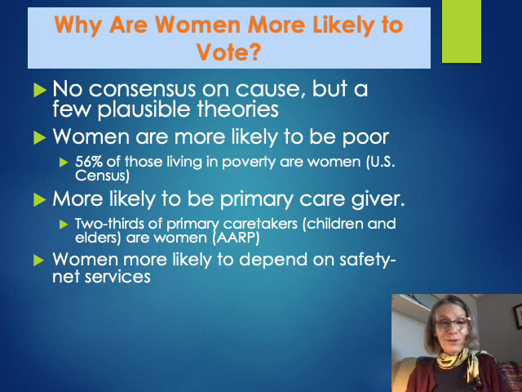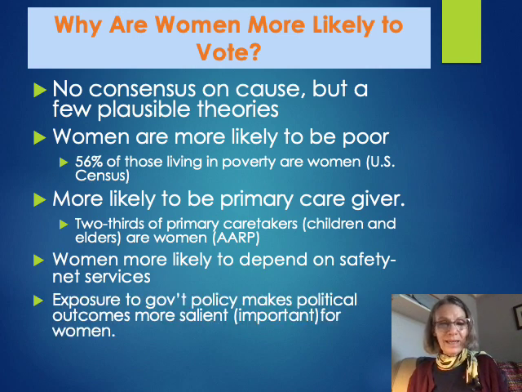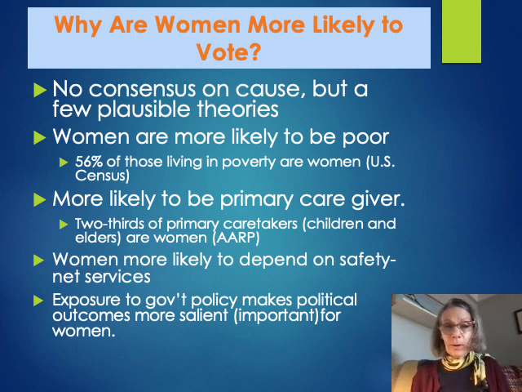So since women are more likely to either be dependent on social safety net policies, or be aware that those social net policies do not exist, that exposure to government policy or the absence of policy makes political outcomes more important for women, right? So they might be thinking, hey, I can't sit this election out. I need to have my voice heard because I want certain kinds of policies, particularly social safety net policies, to be enacted.